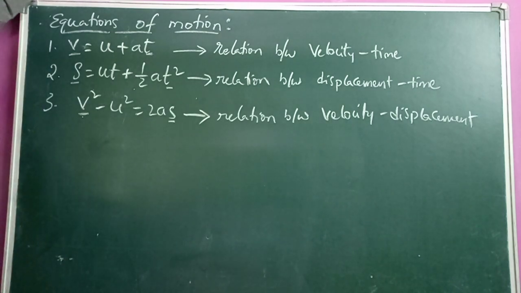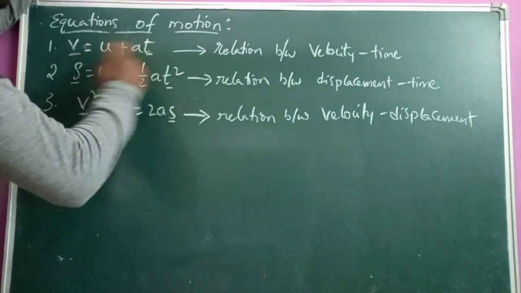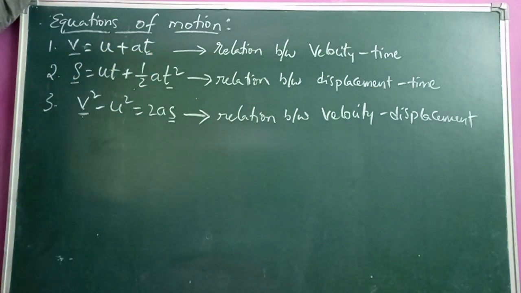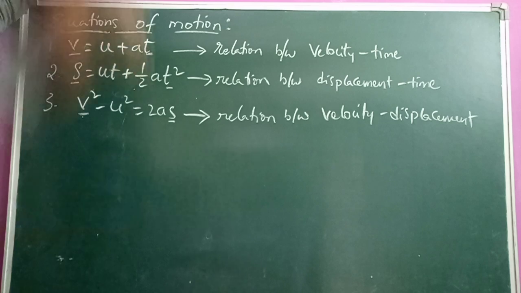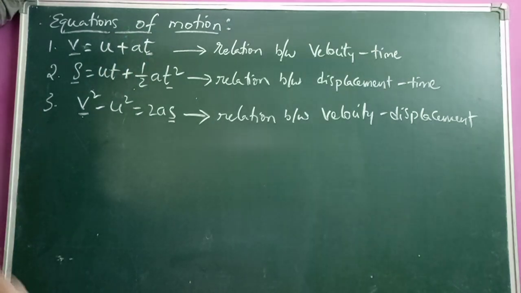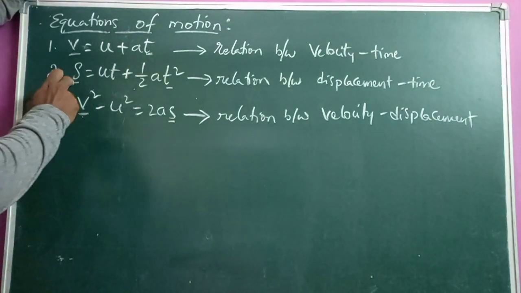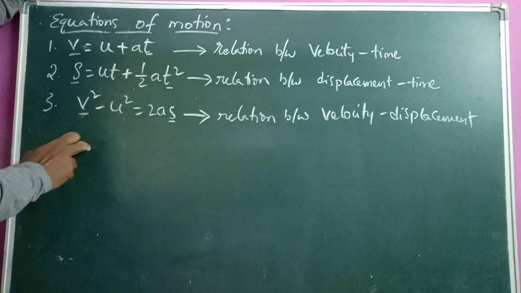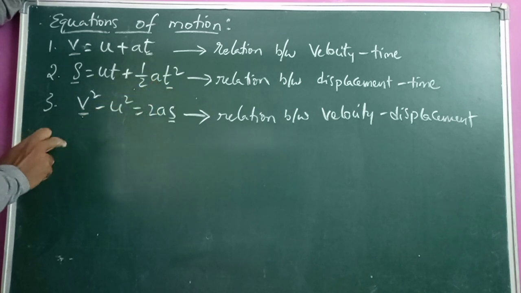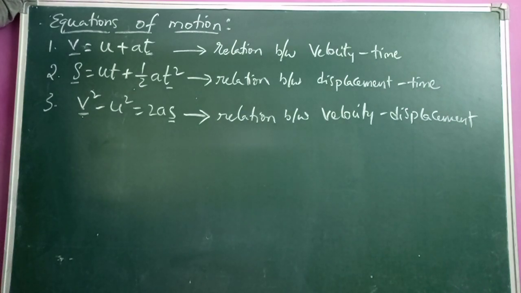These are the equations of motion. First equation of motion is V is equal to U plus AT. It gives the relation between velocity and time. Second equation of motion, it gives the relation between displacement and time. Third equation of motion, it gives the relation between velocity and displacement. Now we will check how these equations are derived.